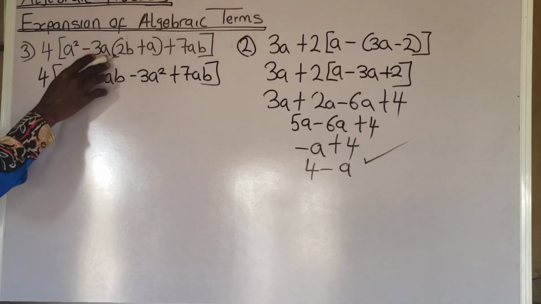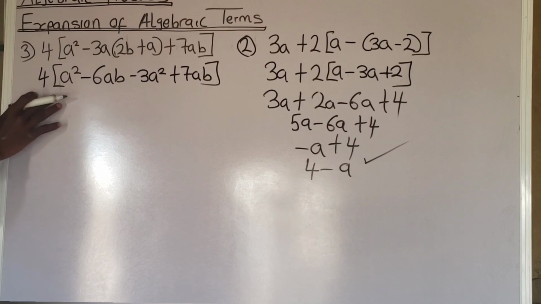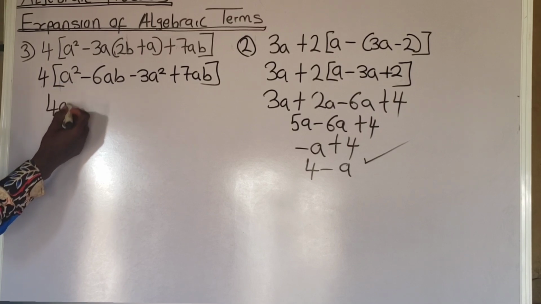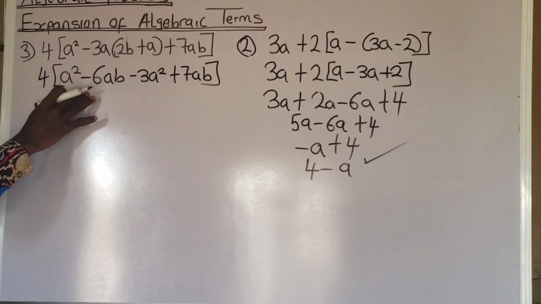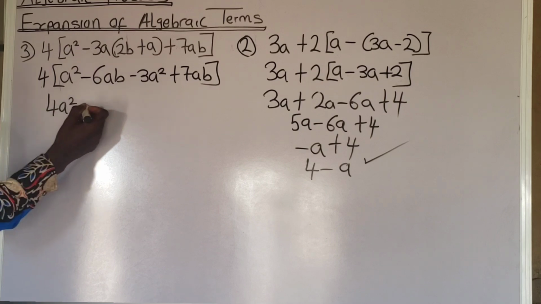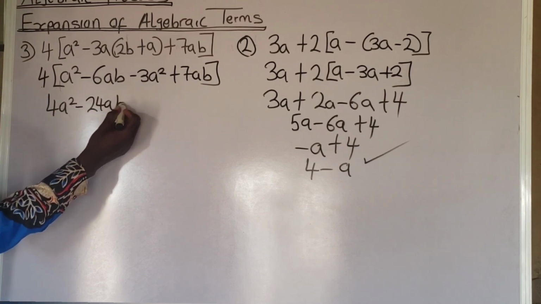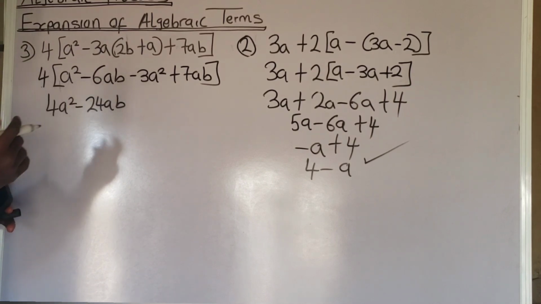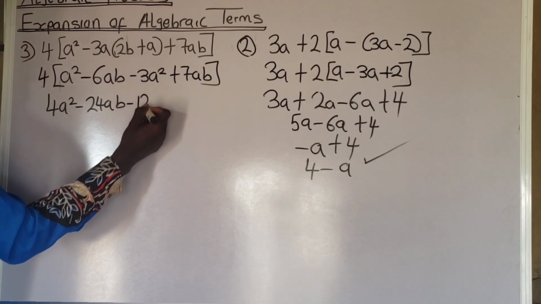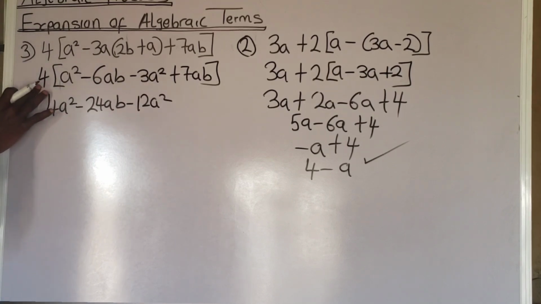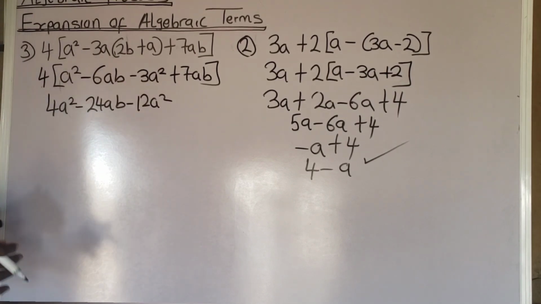Now, I've already dealt with the first bracket. There is a larger bracket here, so I have to deal with it also. For this, I'm going to have 4 multiplied by a squared, that will be 4a squared. 4 multiplied by -6ab will be -24ab. 4 multiplied by negative 3a squared will be negative 12a squared. Then 4 multiplied by positive 7ab, that will be what?